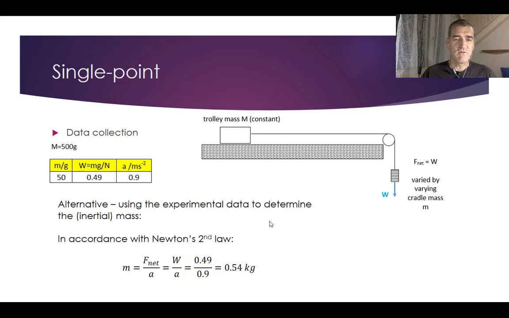What, by the way, Marcus could have done as well is he could have said, look, we can use our results to determine the inertial mass if we didn't know it, because we could just use Newton's second law and say that the mass would be the net force divided by the acceleration, which is W divided by a, which gives us 0.49 divided by 0.9, which gives us 0.54 kilos, which is in close agreement to the actual mass used. So again, Marcus could be quite happy with his result there, and basically conclude that the experiment's gone well and that he was right with his predictions.